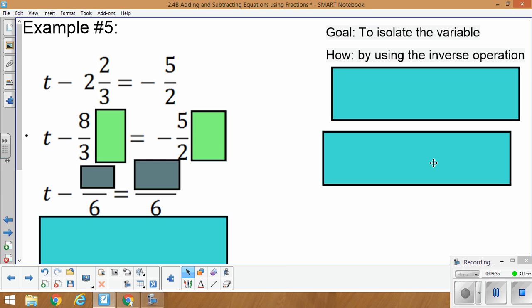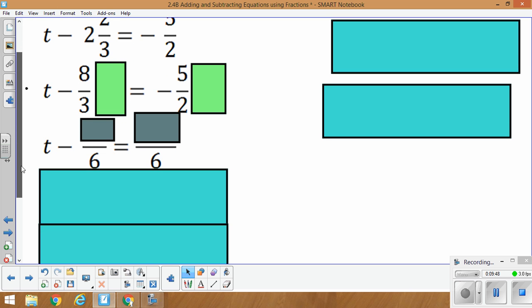So right now you should have rewritten underneath t minus blank over 6 is equal to blank over 6. Okay, what do I do? Let me get my highlighter out. What do I do to 3 to get to 6? I times by 2. So I'm going to times both numerator and denominator by 2.